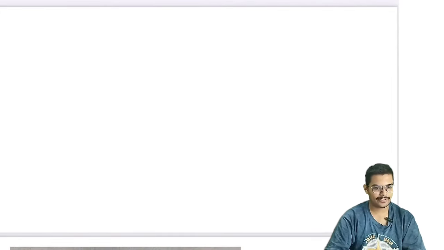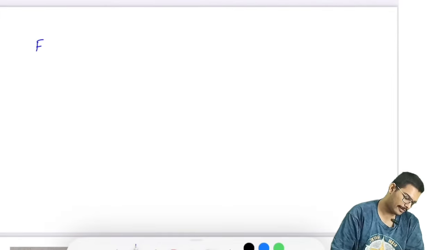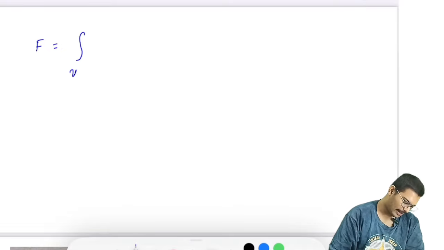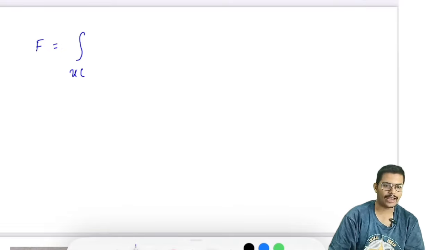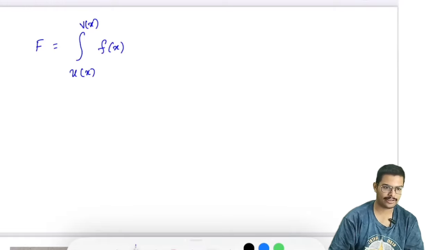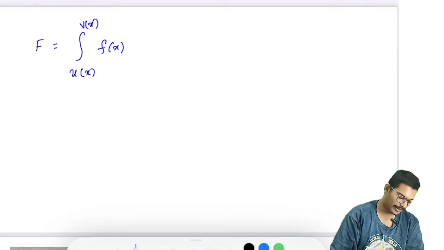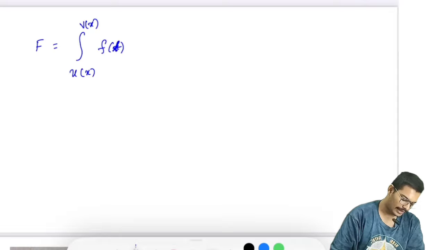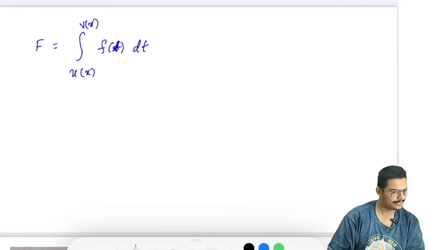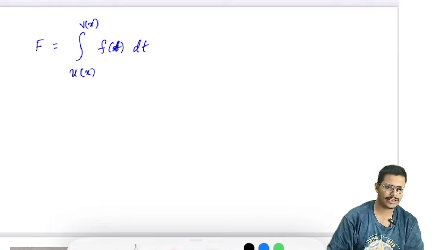Suppose you are given a function f, and its upper limit and lower limit, let it be two different functions. It can be of any variable, let it be of x, u of x and v of x, and we will get a function f of x or f of t, let it be f of t dt. Now, if you want to find the derivative of this function, you have one option, you should integrate it. But you can directly find it using the Leibniz theorem.